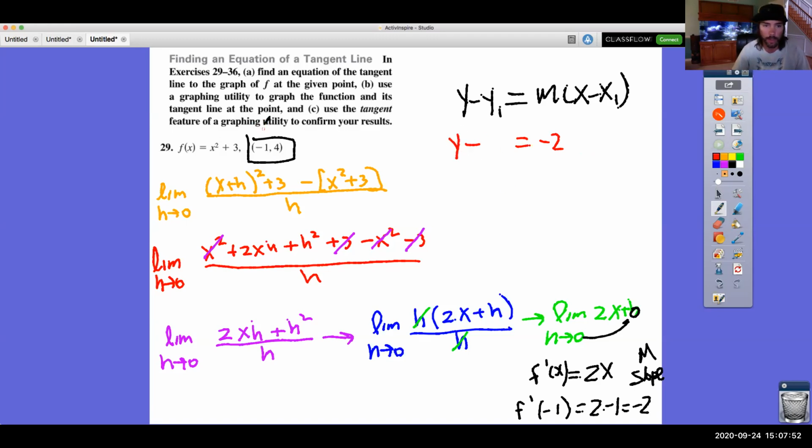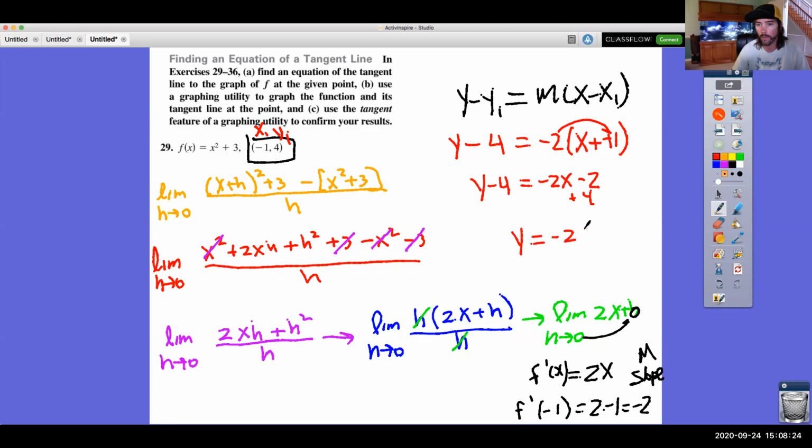y minus y1. Here's your x1, here's your y1. You got the slope of the tangent line at that point. I want the equation of the tangent line. y minus 4, slope, we already figured that out, times x minus -1. Clean this up. y minus 4 equals -2 times x plus 1. I'm going to distribute that negative, and add 4 to both sides. y equals -2x plus 2 is the equation of the tangent line.